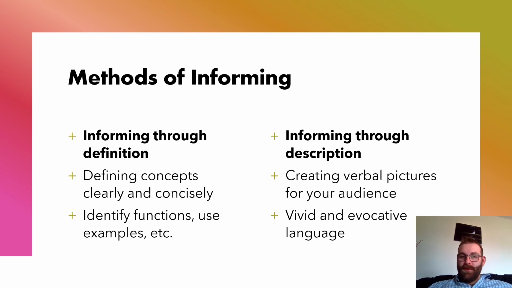There's definition and there's description. When you inform through definition, you define concepts clearly and concisely. If you identify functions, you can use examples, but this is when you are defining something. If I wanted to define what a transmission in a vehicle is, I would define exactly what it is, what it does, what its functions are. I would provide an example of how a transmission works. I'm defining things for the audience.